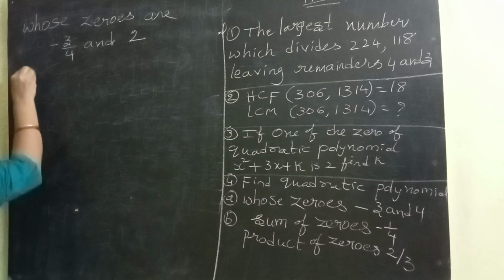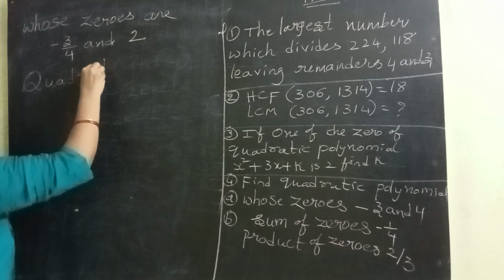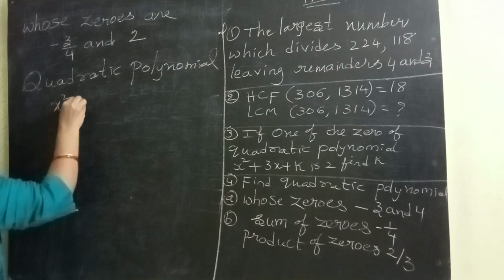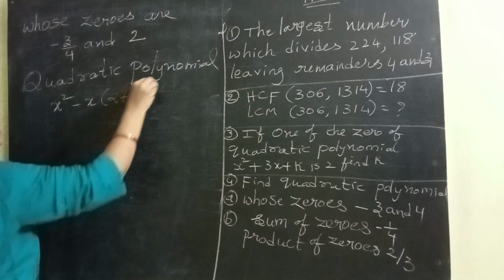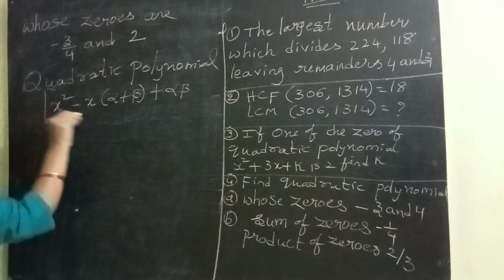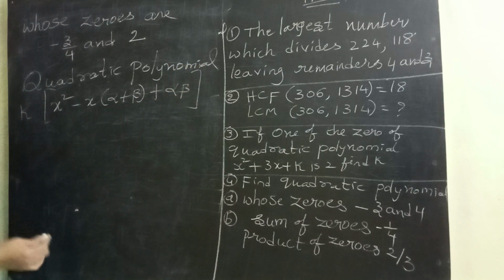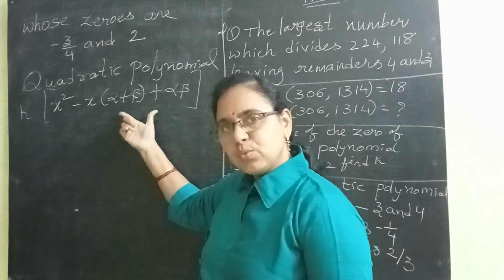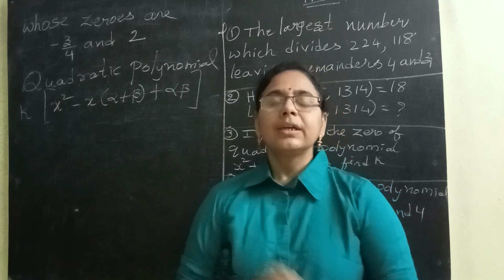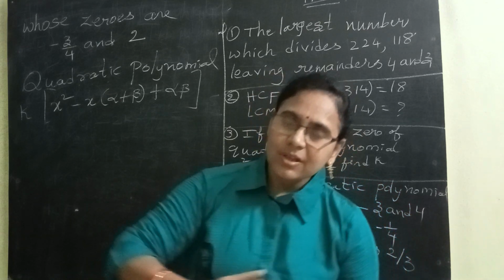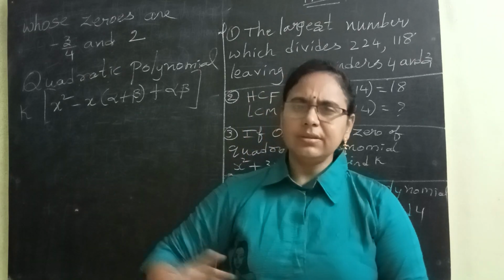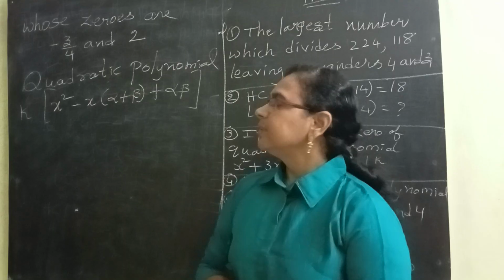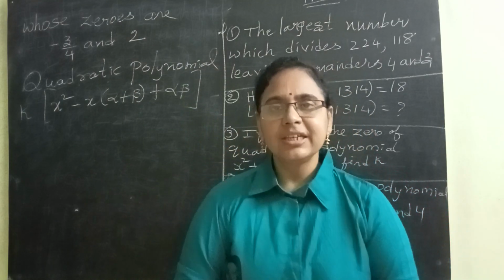Yeah, to find the quadratic polynomial, the formula is k into x square minus x into alpha plus beta plus alpha beta. Before that we will write k also. Why? Because it's just a constant. Generally, when they ask the question find the quadratic polynomial, you have to write only the bracket part, no need to write that k. K means it's some constant, maybe you have denominators, and all those things we have to send to the opposite side. Come to here, zeros means alpha and beta. Alpha he has given negative 3 by 4, beta he has given is 2.